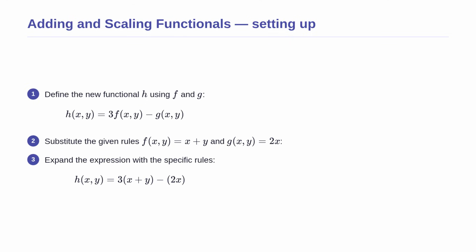Let us put these operations to the test with a second example. We will demonstrate why the dual space is a vector space by actually adding and scaling two different functionals together. We want to create a brand new functional called h by taking 3 times a functional f and subtracting a functional g. We are given the rule that f is x plus y and g is simply 2x. Our first step is to substitute the specific algebraic rules into our equation for h. We place the rules inside parentheses to ensure we distribute our scalars correctly in the next step.